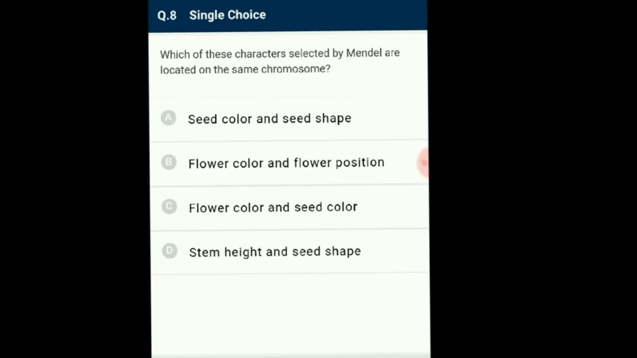Question 8. Which of these characters selected by Mendel are located on the same chromosome? Option A, Mendel selected 7 pairs of contrasting characters in pea plant for his experiments. The characters are located on 4 different chromosomes: 1, 4, 5 and 7. The flower color and seed color are on chromosome 1.